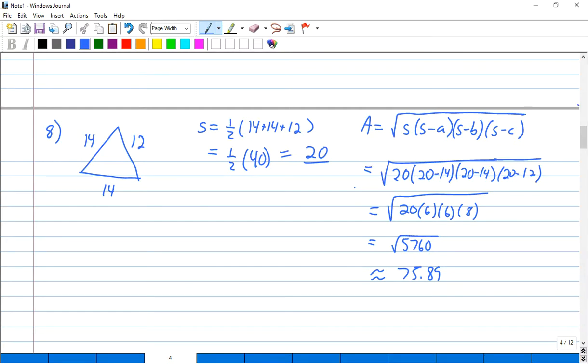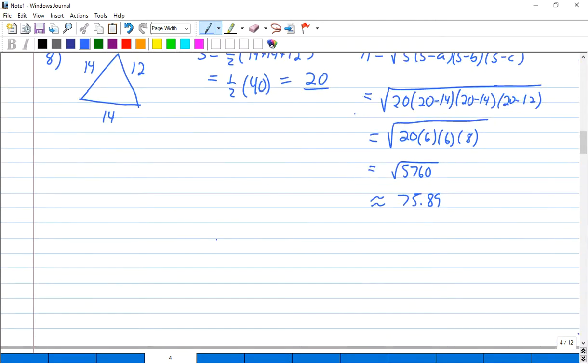A common mistake is to forget to take the square root at the end. So let's make sure we don't do that. And that's another one of those formulas I said that you can write down. Heron's formula.